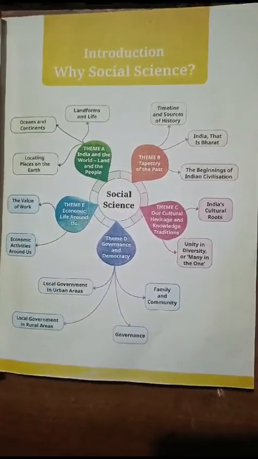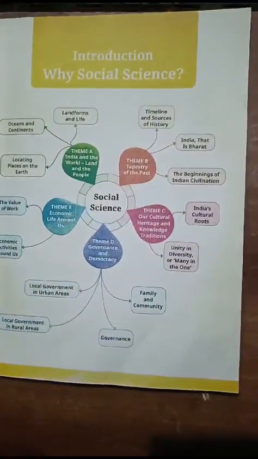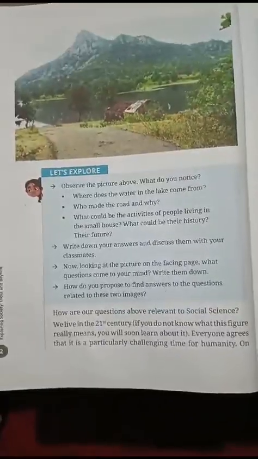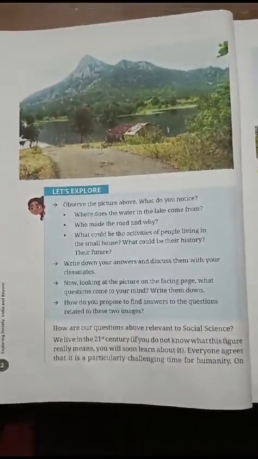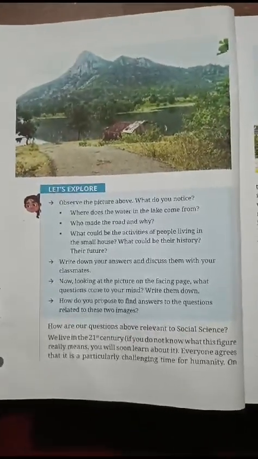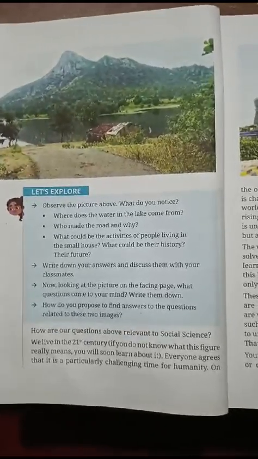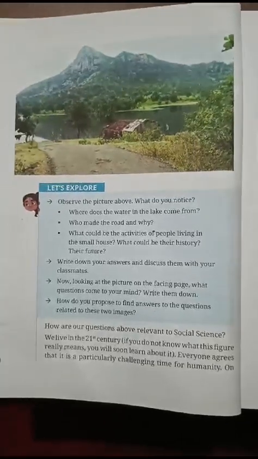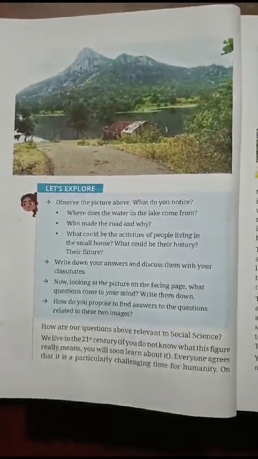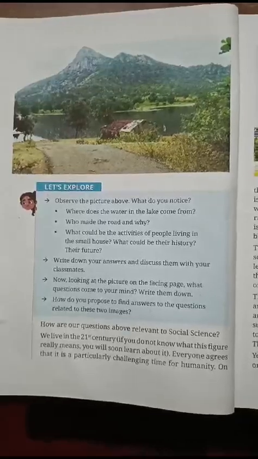Next, this is the first page. Here we find 3 questions. Where does the water in the lake come from? The water comes from the mountains. Who made the road and why? This is the rural road. Suppose it is made by local government or village government like panchayat, etc.